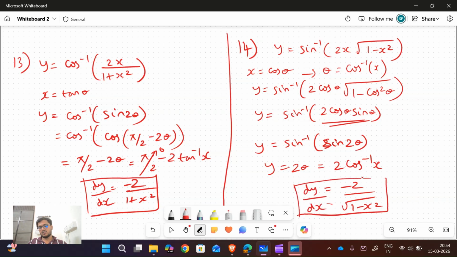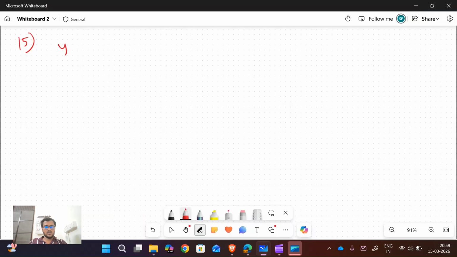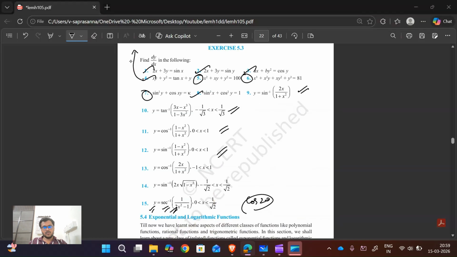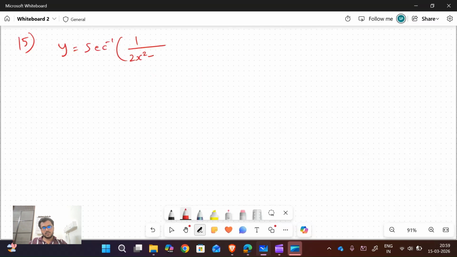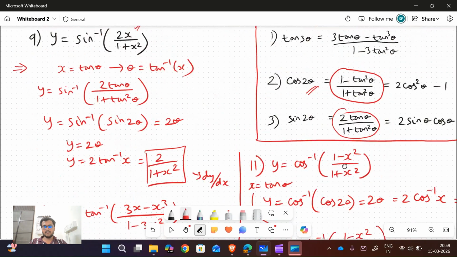Try the 15th question alone. Just pause the video and try. I'll tell you in this video only. Okay. Y equal to secant inverse of 1 by 2x square minus 1. Can you see what is happening here? They're asking secant inverse, but inside they've given 1 by 2x square minus 1, right? Can you see what is the formula you can use here? Just come up and see the list of formulas we wrote.